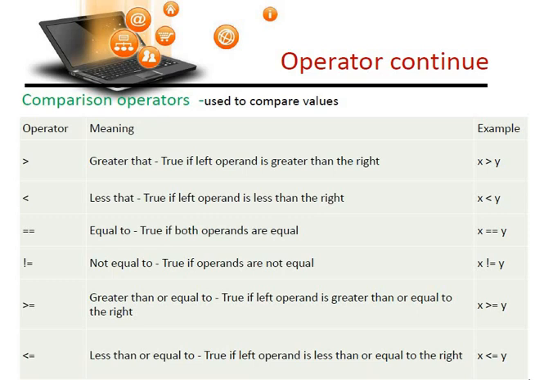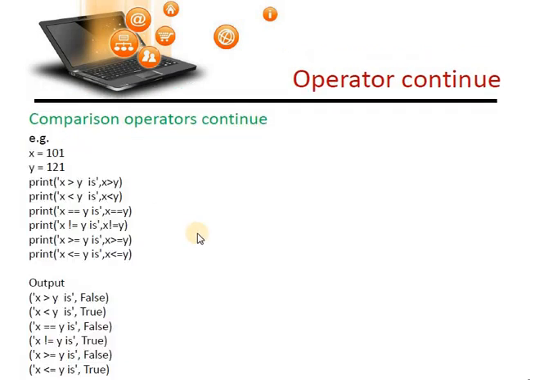Now these are the relational operators: greater than, less than, equal to, not equal to, greater than or equal to. Now all these operators return results in terms of true and false. This is a very simple example. X is 101, y is 102, so x is greater than y, answer will be false. X is less than y, answer will be true. In the same way. These are very simple things, but you have to practice.